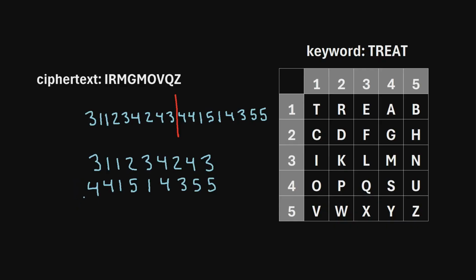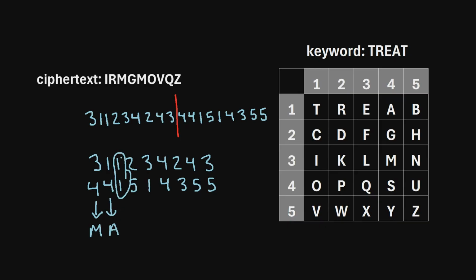And then to get our final plain text, we're just going to go through each of the pairs and find them in the grid. So the first pair is 3-4. So we'll find row 3, column 4. That corresponds to M. So this first pair corresponds to M. Next, we'll go with the pair 1, 4. So if we find row 1 and column 4, we can see that they intersect at the letter A. So the next letter will be A.